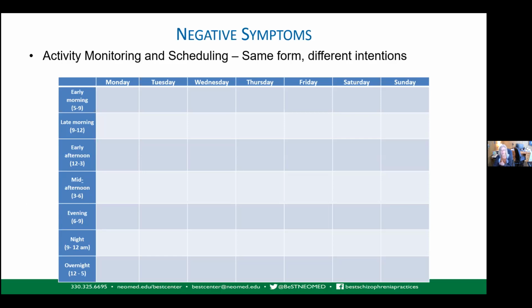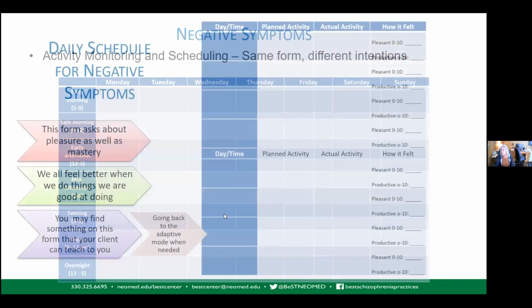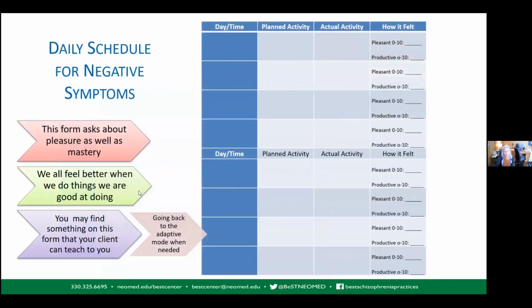to be doing instead? What are some things you would be doing if you weren't washing your hands all the time, or if you weren't checking your apartment for bugs all the time? What would you like to be doing and when would you like to do that? And then fill this in and see how that goes. Another thing that's really good for negative symptoms is to schedule planned activities and rate the sense of mastery and the sense of productivity about doing that activity.